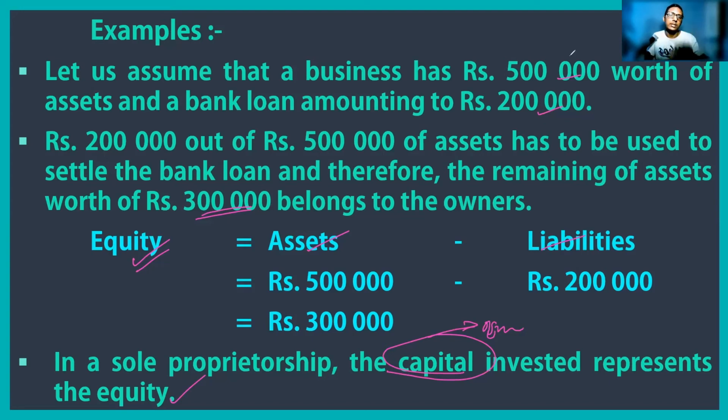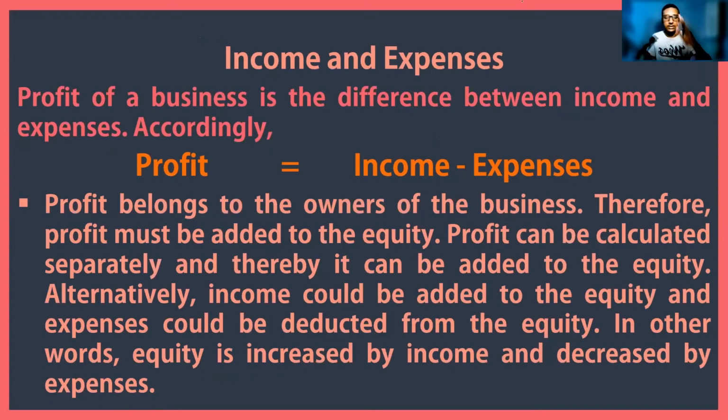These parts are easy, I think. And income and expenses, this part is also very important. The profit of a business is the difference between the income and expenses. Accordingly, profit equals income minus expenses. Profit or loss, P&L, means income should always be subtracted by expenses. That's it.